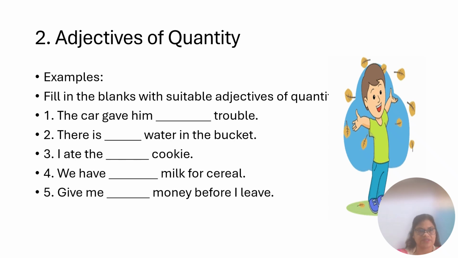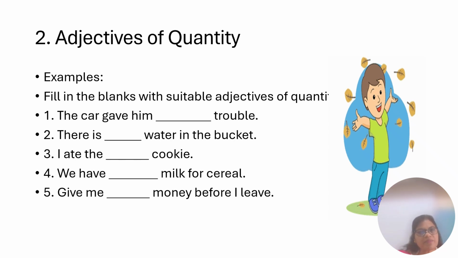Adjectives of quantity. So here fill in the blanks with suitable adjectives of quantity. The car gave him some trouble or a lot of trouble. Okay. So here you have to mention the quantity. Quantity always describes the amount of a noun, answering how much or how many. Okay, like some, any, much, little, enough, all, whole, half, no, most, several. These are all determiners. Okay, determine how much or how many. So the car gave some trouble.